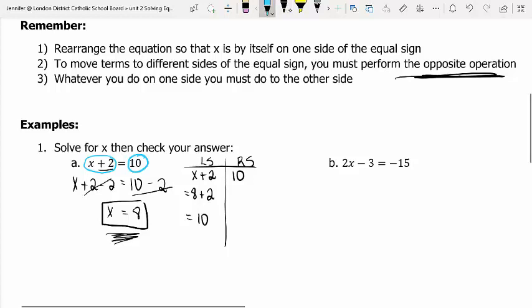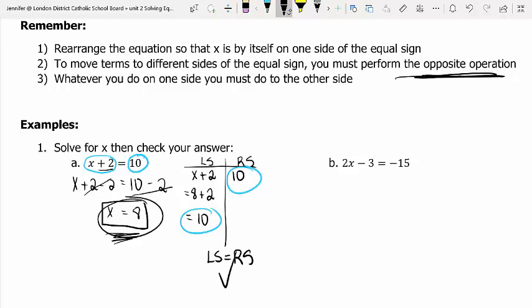And if you end up getting the same numbers on both the left and the right side, then you know your answer is correct. So because I got 10 on both columns, my left side ended up being the same number as my right side, I know that my answer of x = 8 is correct. If I did all this and the left side equaled 12 and the right side equaled 10, then I know x = 8 is wrong.